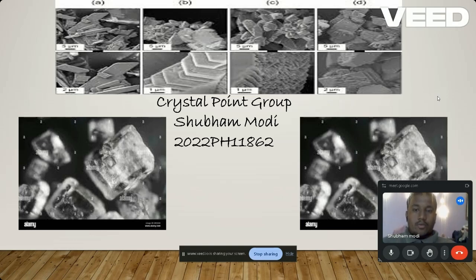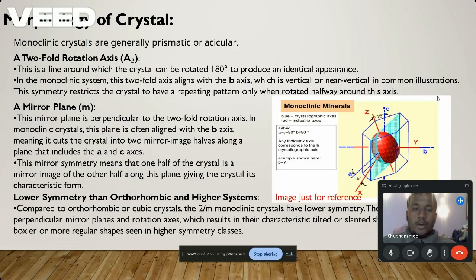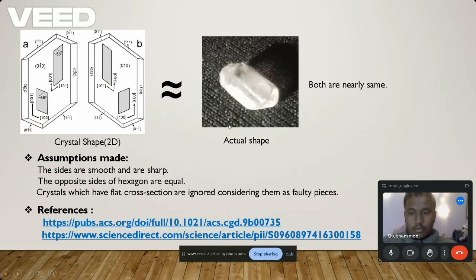In this video, I am going to discuss part A of assignment one, in which I have to identify the crystal point group of the given crystal you provided us in the class, study its morphology, and explain why the crystal point group I have stated is the most probable one. Before starting, I have taken some assumptions.